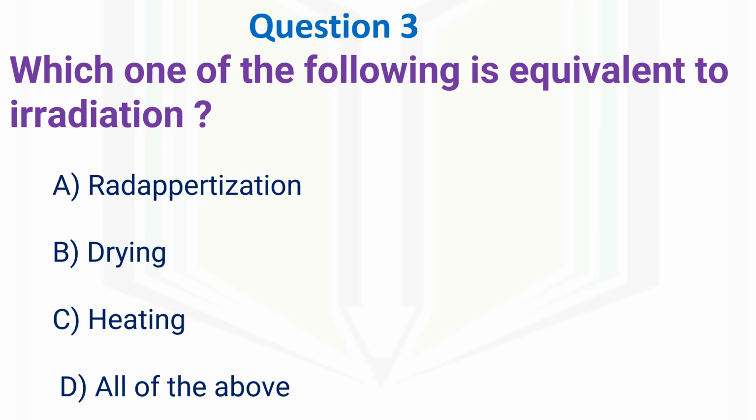Question number 3. Which of the following is equivalent to irradiation? Options are option A, radappertization, B is drying, C is heating, option D is all of the above. And the correct option is option number A, radappertization. Irradiation is also called cold sterilization or cold pasteurization.